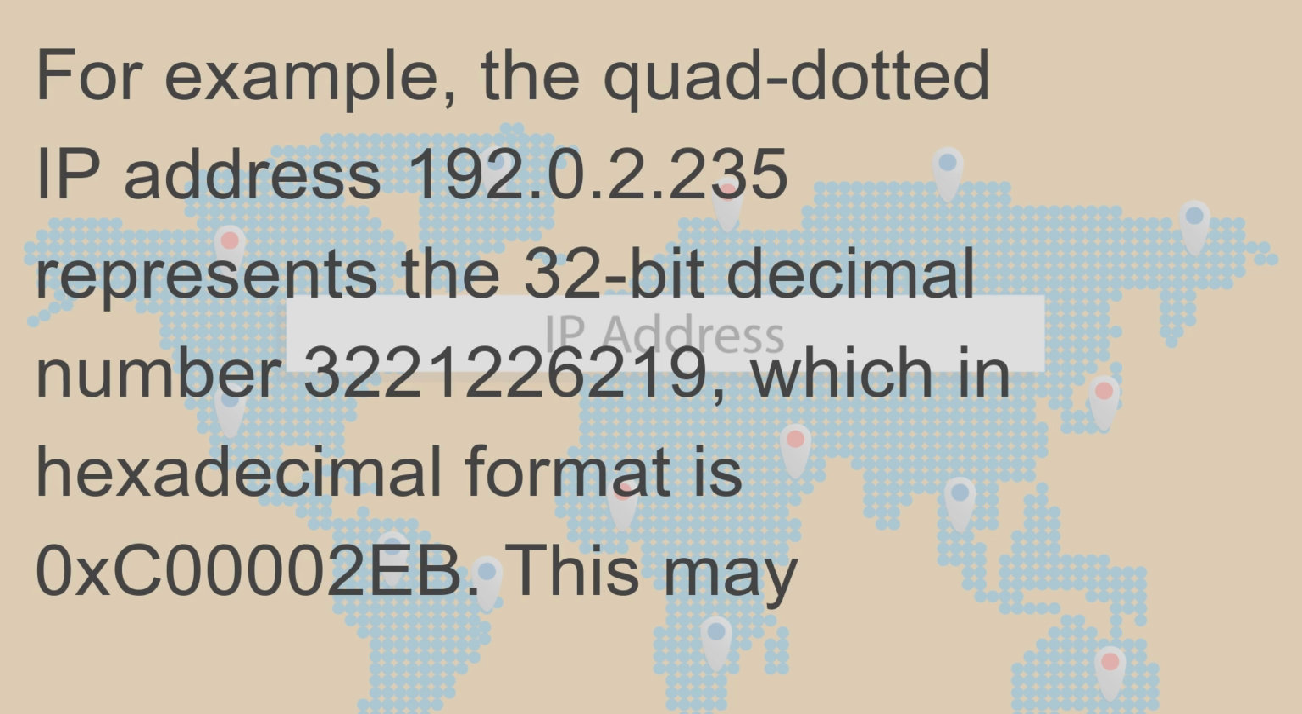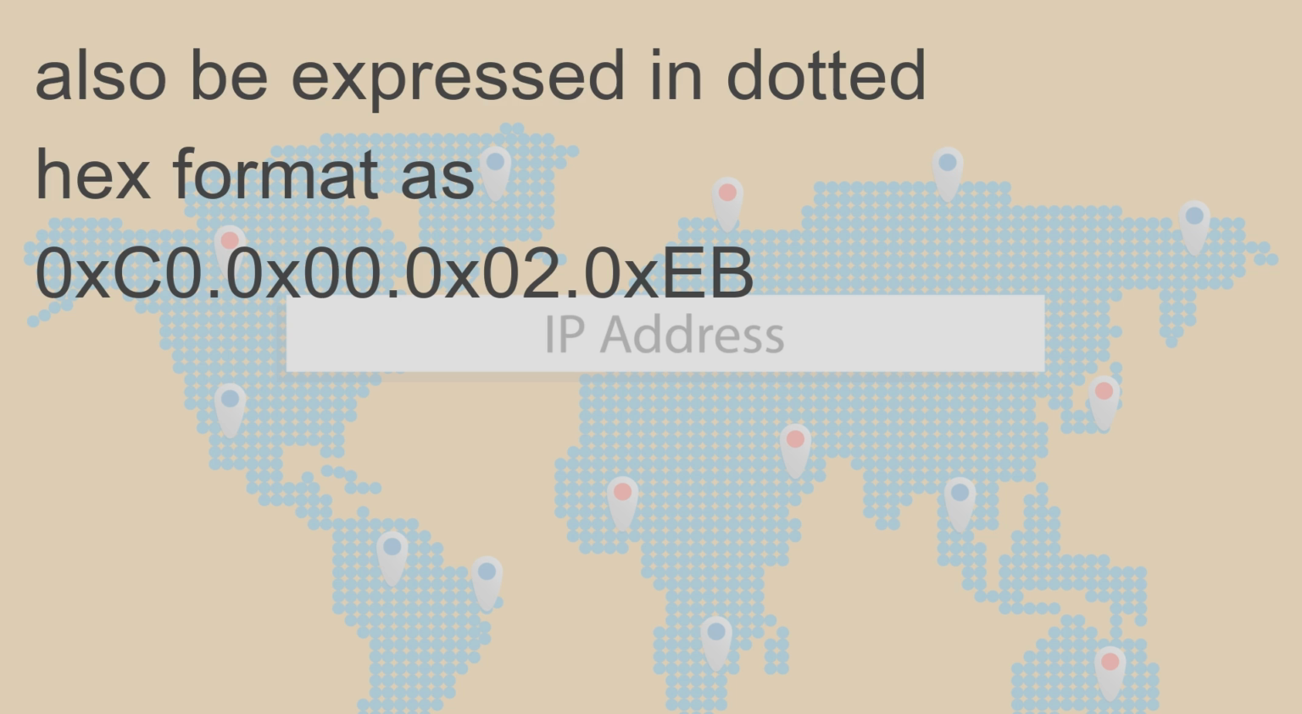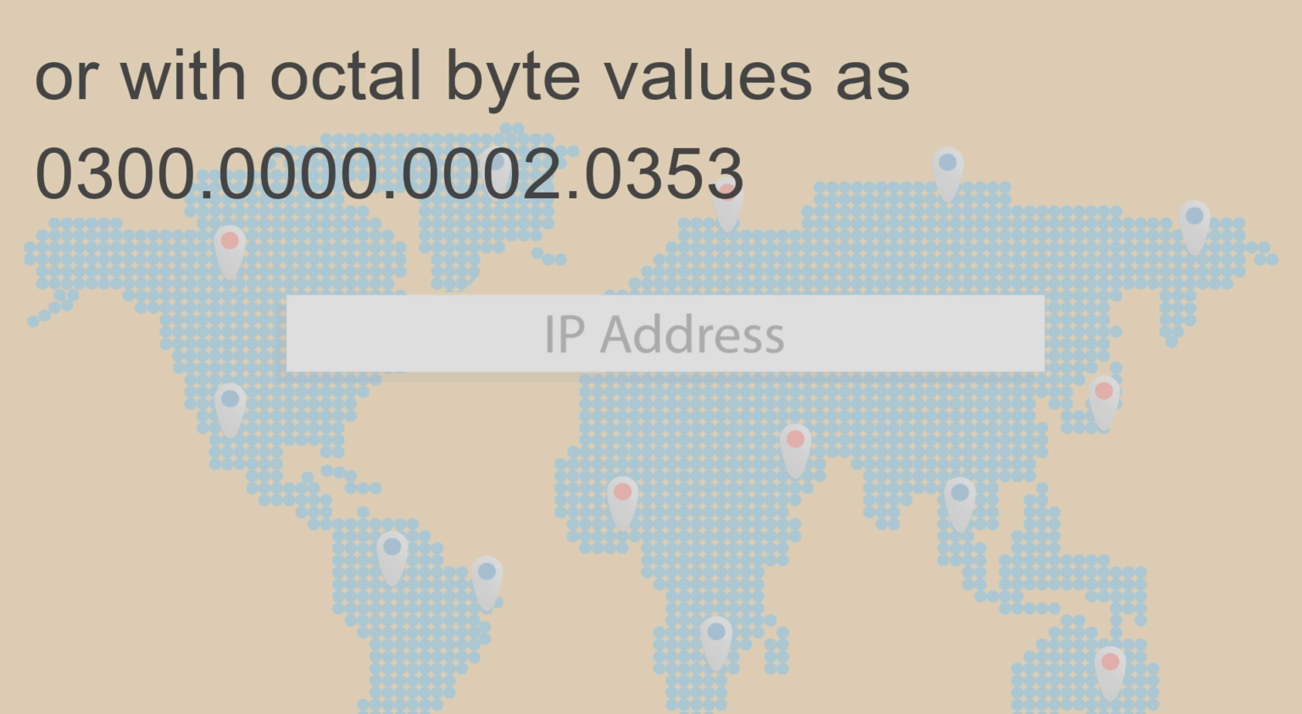3,221,226,219, which in hexadecimal format is 0xC00002EB. This may also be expressed in dotted hex format as 0xC0.0x00.0x02.0xEB, or with octal byte values as 0300.0000.0002.0353.